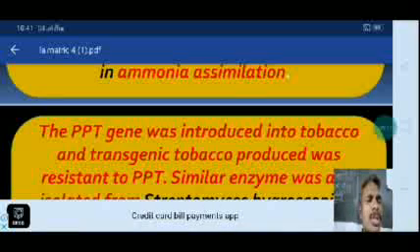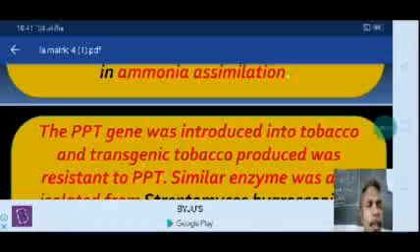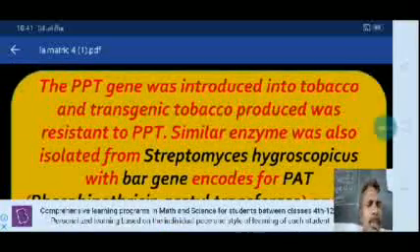The gene was introduced into tobacco, and the plant was modified into transgenic tobacco that was resistant to PBT.